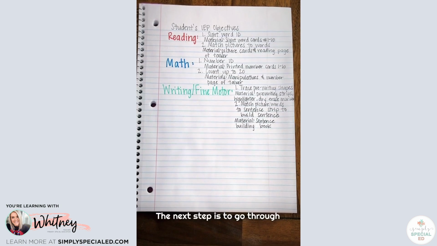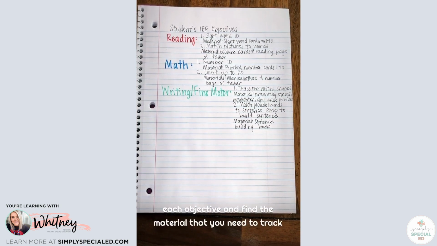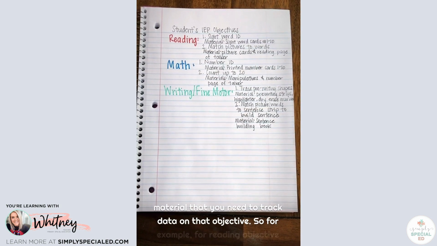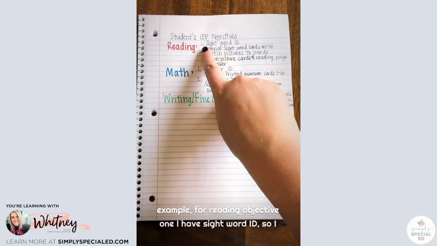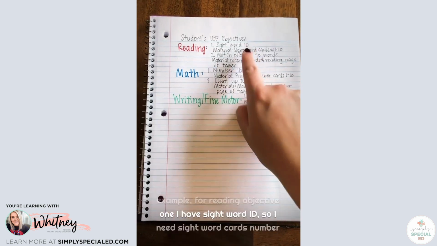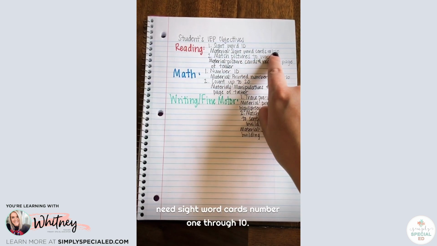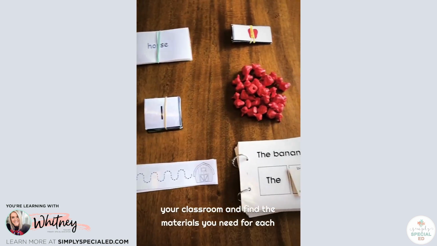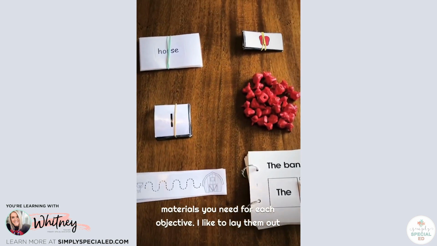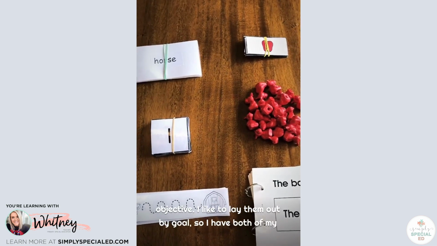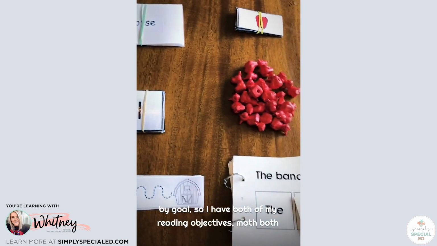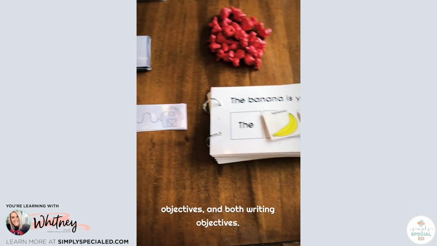The next step is to go through each objective and find the material that you'll need to track data on that objective. So for example, for reading objective 1, I have sight word ID. So I need sight word cards number 1 through 10. Your next step will be to go through your classroom and find the materials you need for each objective. I like to lay them out by goal. So I have both of my reading objectives, both math objectives, and both writing objectives.